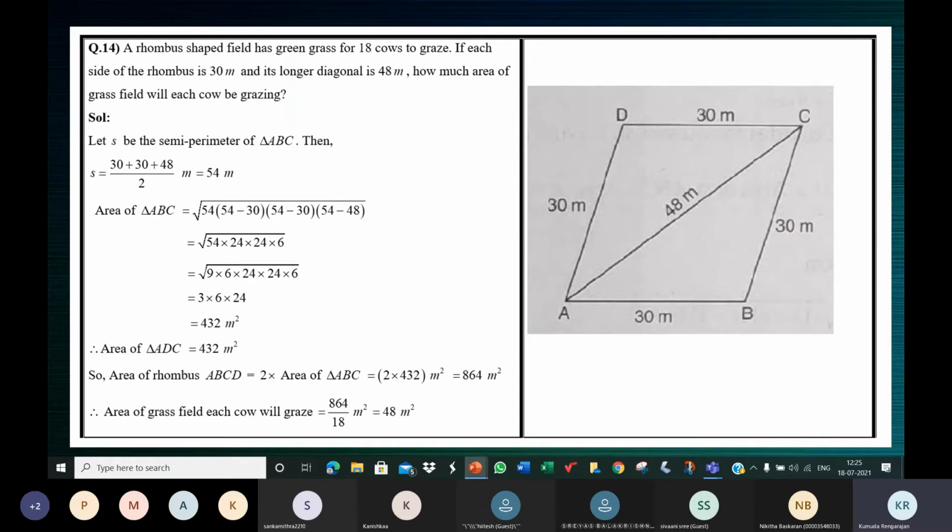Okay. Triangle AOB. So here you will have triangle AOB. Here you will have triangle BOC. Here you will have triangle COD. And here you will have triangle AOD. All the 4 triangles will be right triangles, because the diagonals meet at right angles.